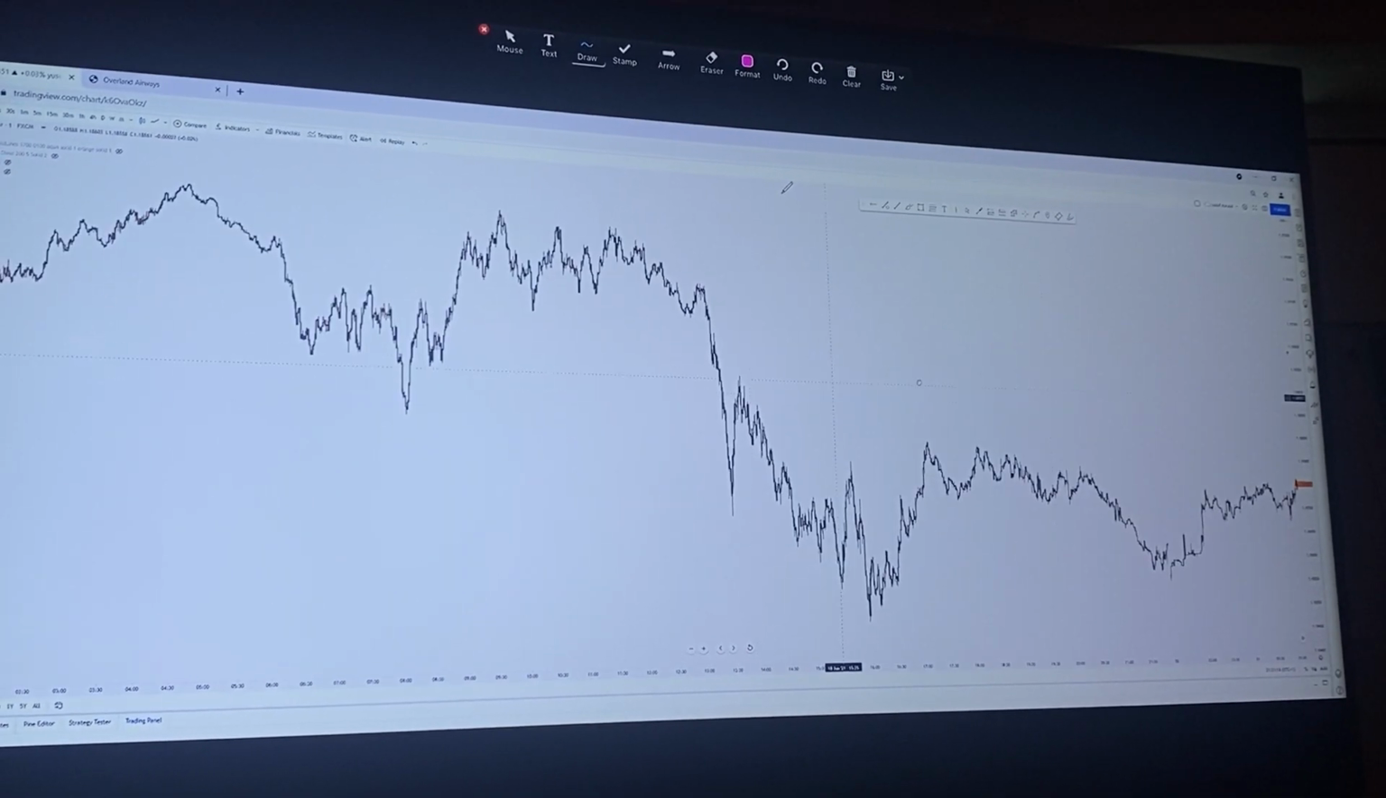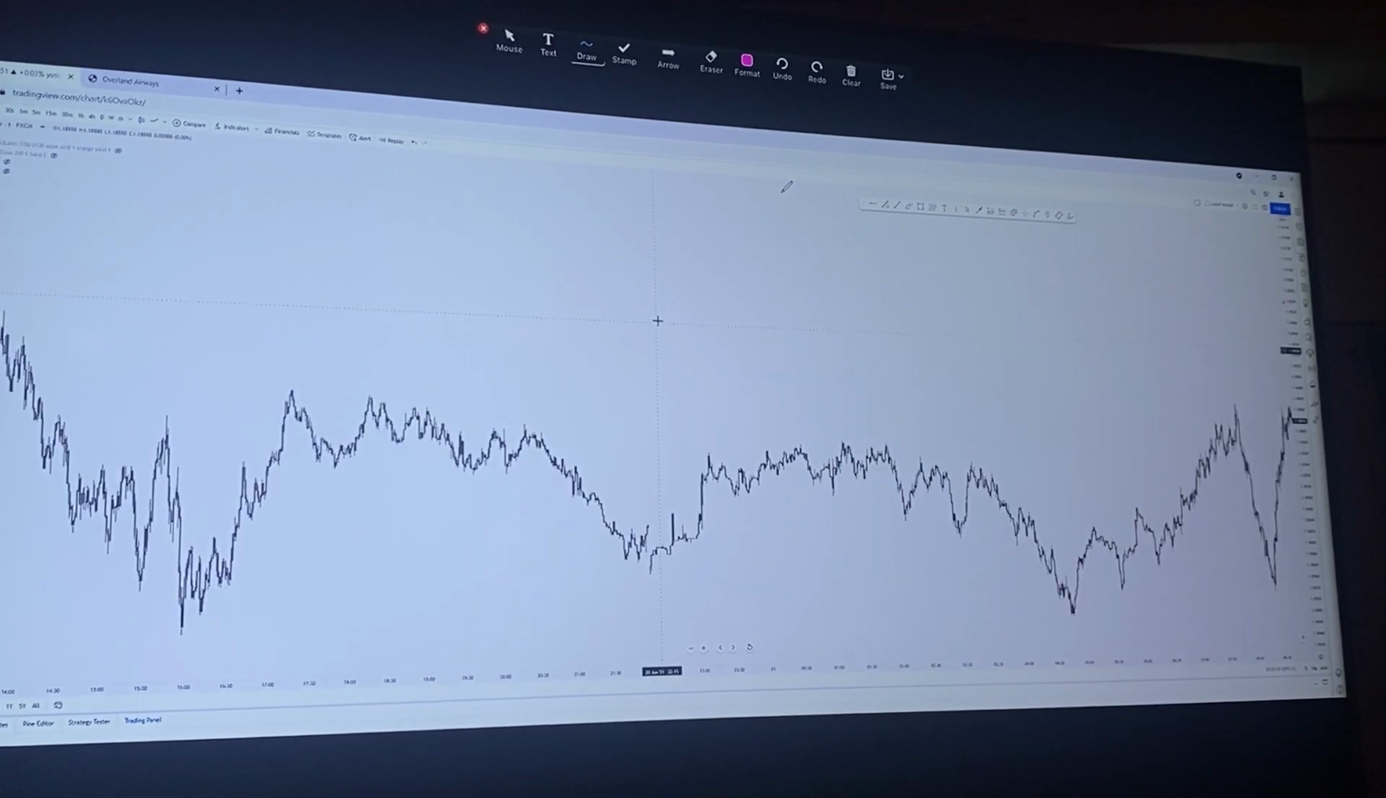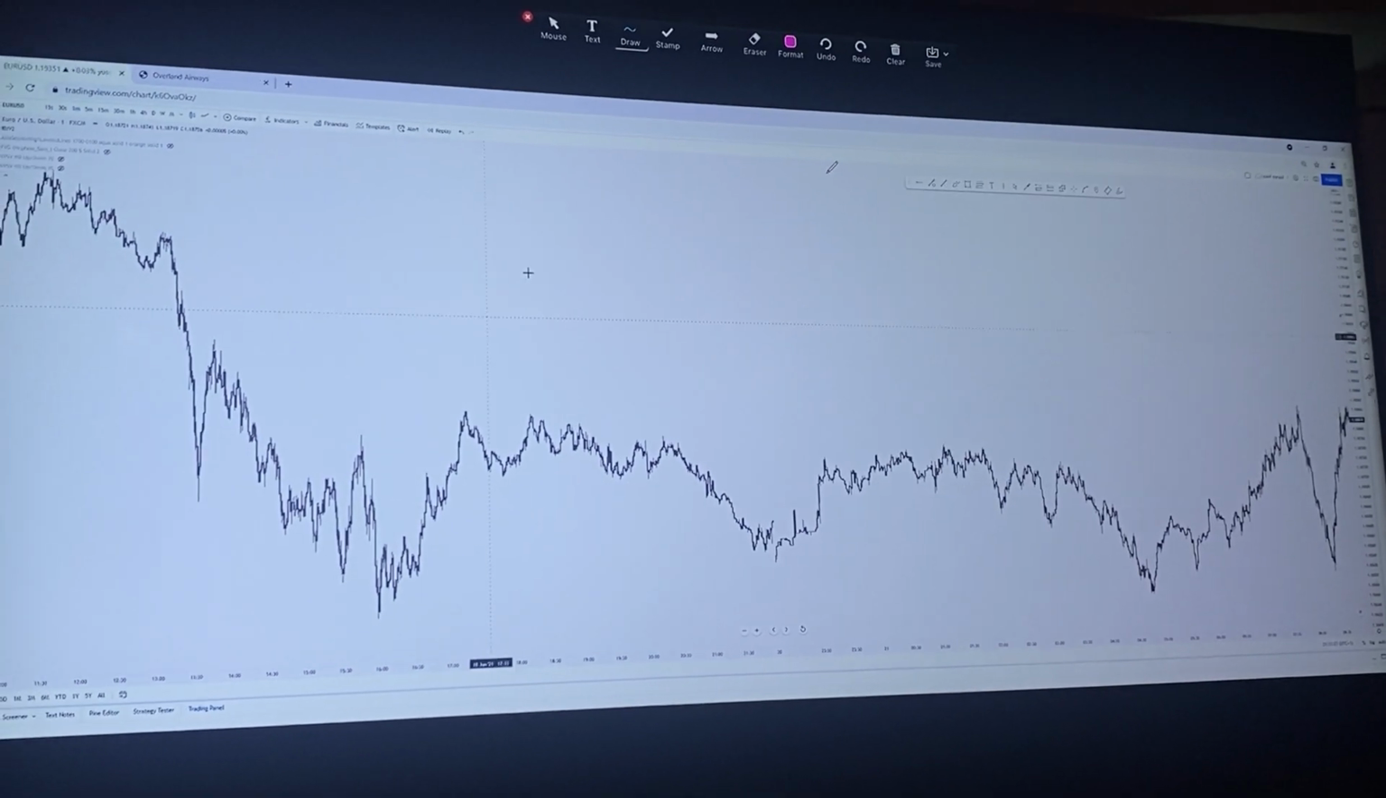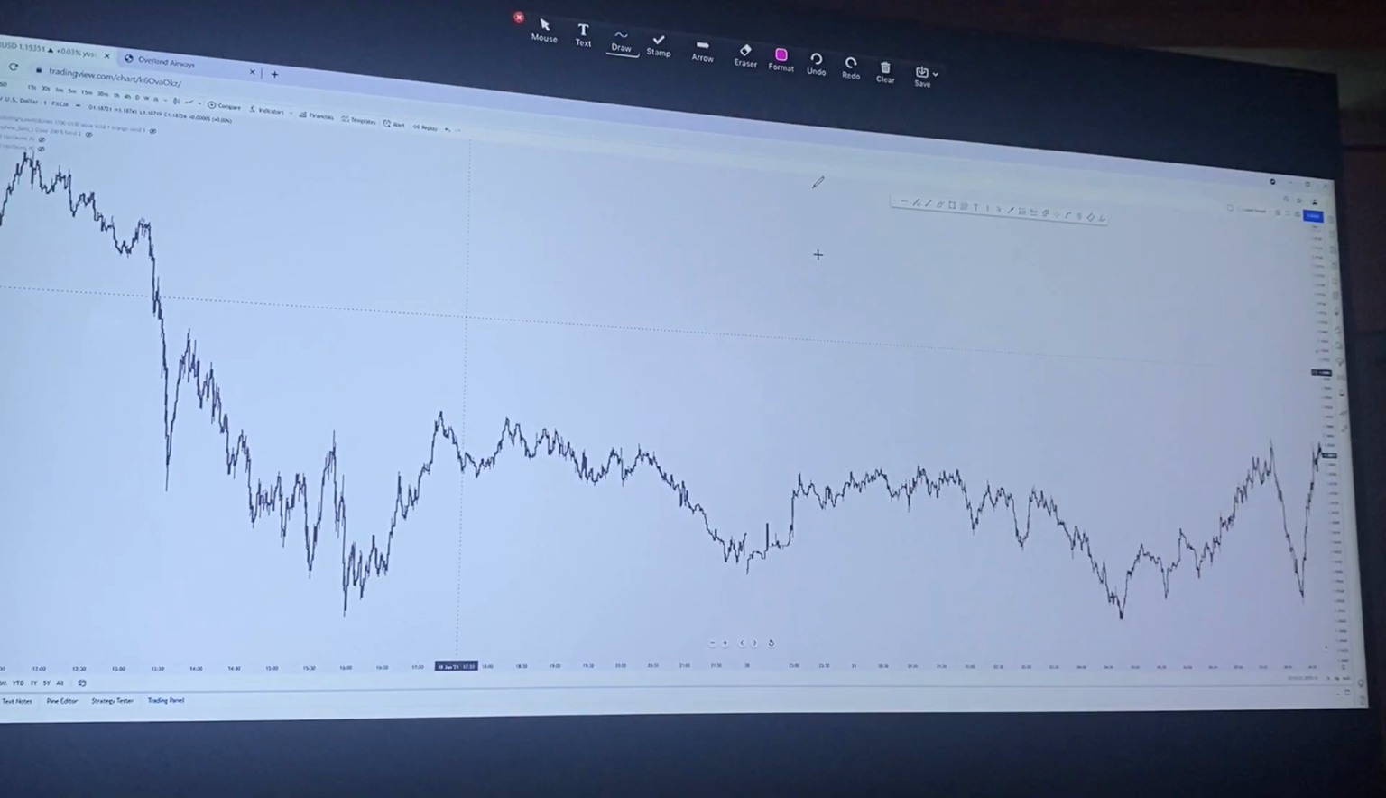Then this is too choppy. I don't like the rates. Anyways, let's look at this, for example, where the price reacts from.